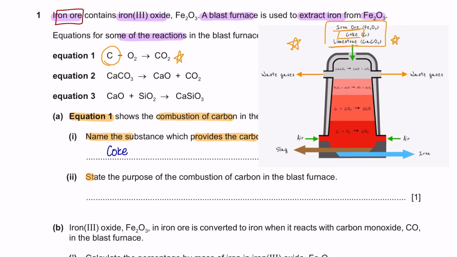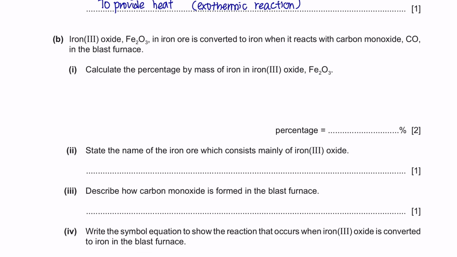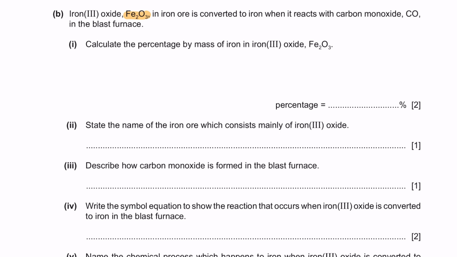Part 2. State the purpose of the combustion of carbon in the blast furnace. Combustion is a burning process, and the purpose of this is to provide heat. Next, question B. Iron trioxide in iron ore is converted to iron when it reacts with carbon monoxide in the blast furnace. Part 1. Calculate the percentage by mass of iron in iron trioxide.